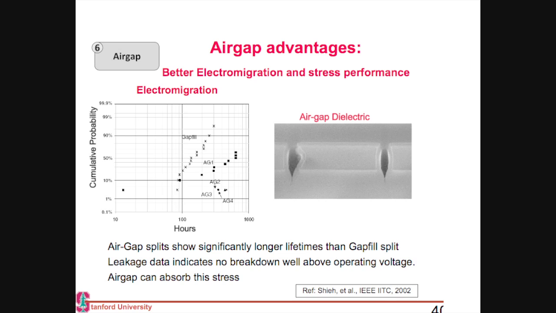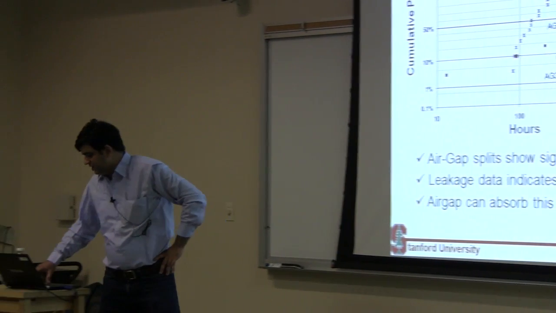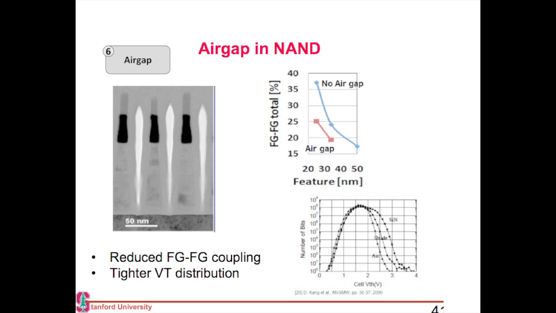If you introduce an air gap, essentially it builds some amount of stress immunity into it. If there's an air gap, it can absorb the stress. So it improves the electromigration performance of your electrode. And so you get all these extra benefits by introducing an air gap as well. Air gap is routinely used now in logic technology. It's also used by now, I think, 3 out of the 5 main NAND flash players.